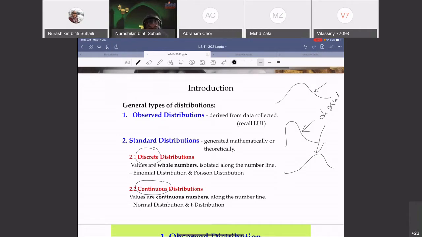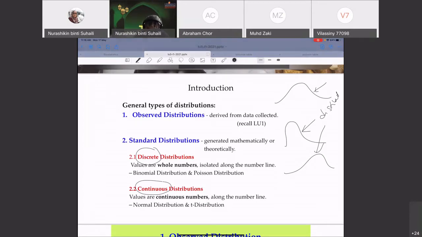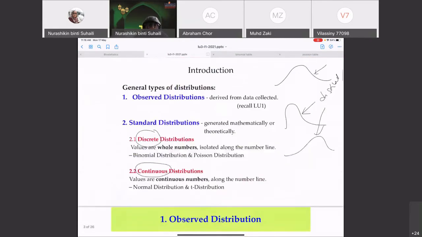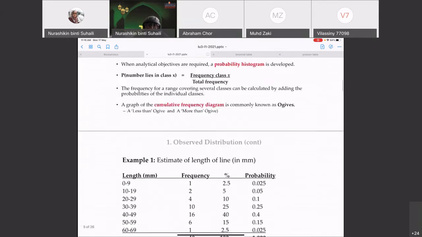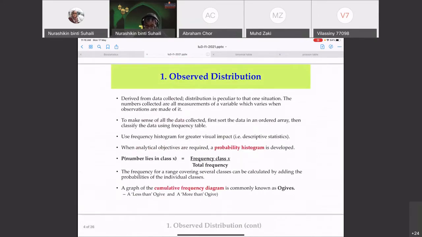Okay. So under discrete distribution, we are going to cover binomial distribution and Poisson distribution. And for the continuous distribution, the ones we cover are normal distribution and t-distribution. Okay, so we are going to cover binomial and Poisson first. Okay, so observed distribution is not that much.